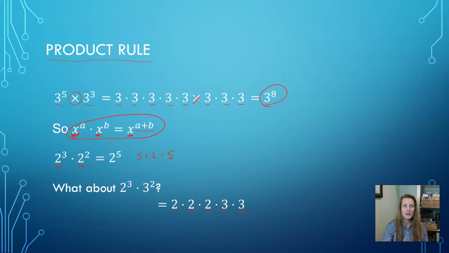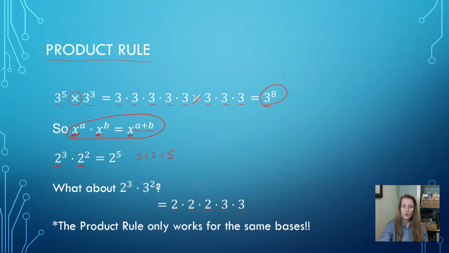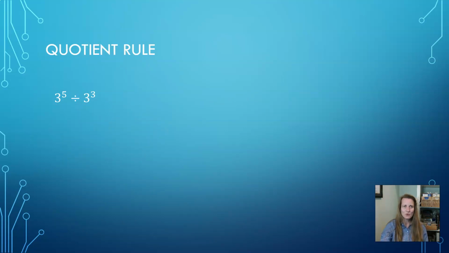No matter what, so that I can combine those exponents. So the product rule only works for the same base. All right, quotient rule. Quotient means division, right there. So we have 3 to the 5th, 3, 4, 5, divided by 3 cubed.